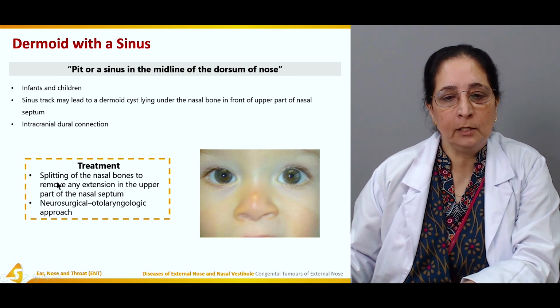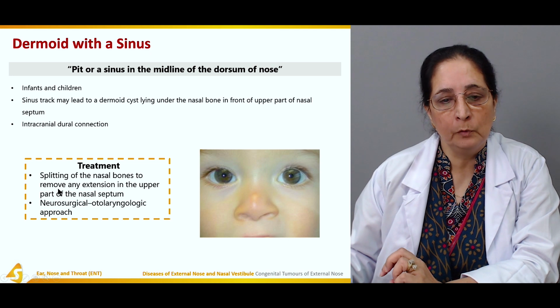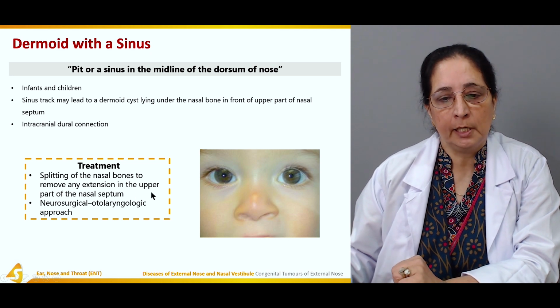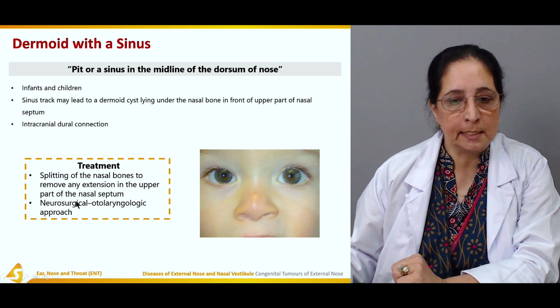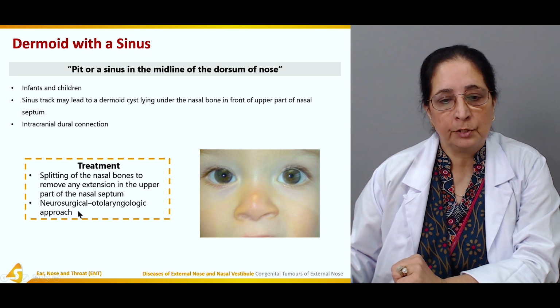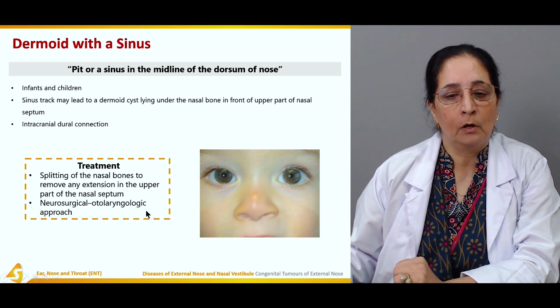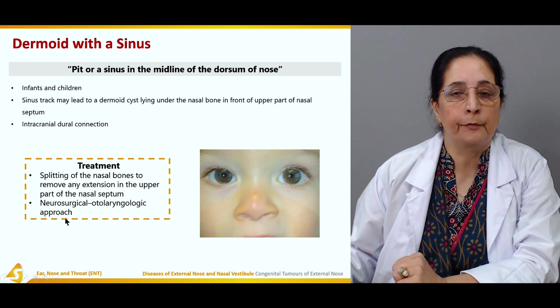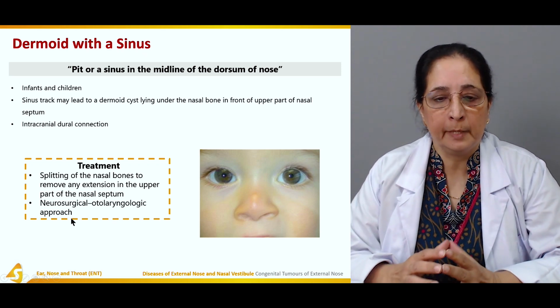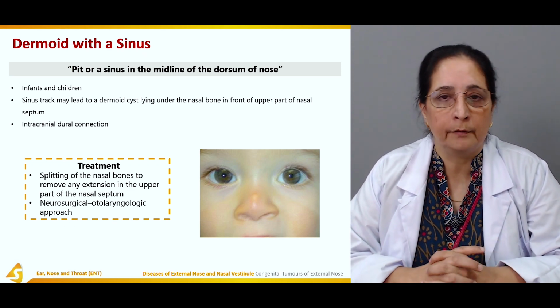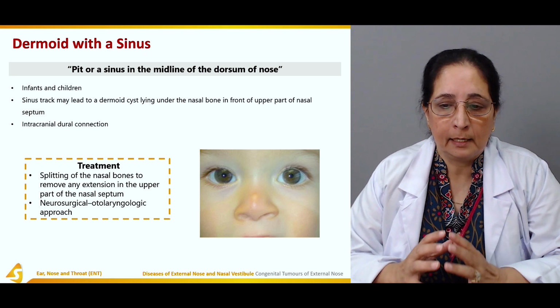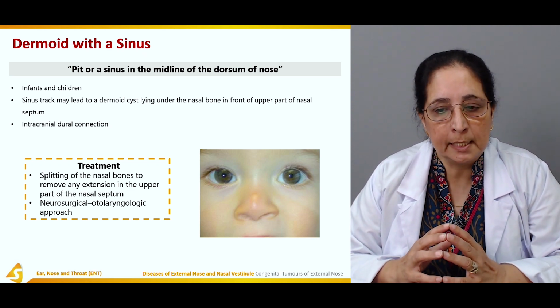Treatment is splitting of the nasal bones to remove any extension in the upper part of the nasal septum, and a neurosurgical otolaryngologic approach. So the treatment is the removal of any extension that occurs in the upper part of the nasal septum.